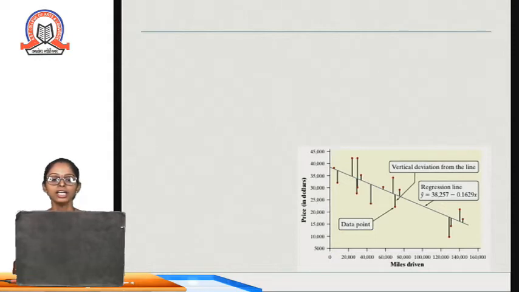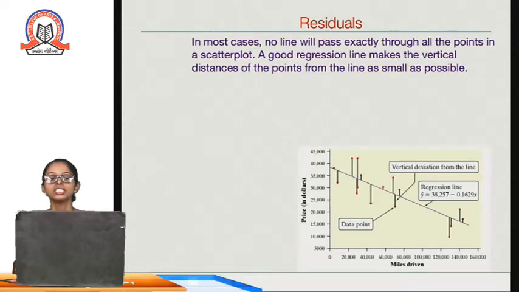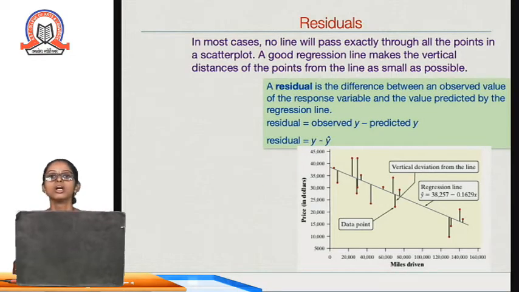Here the vertical deviations from the line are shown, the data points are shown, and the regression line is y hat equals 38.257 minus 0.1629x. In most cases, no line will pass exactly through all the points. In a scatter plot, a good regression line makes the vertical distance of the points from the line as small as possible.